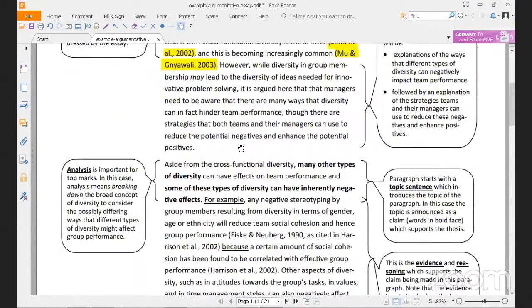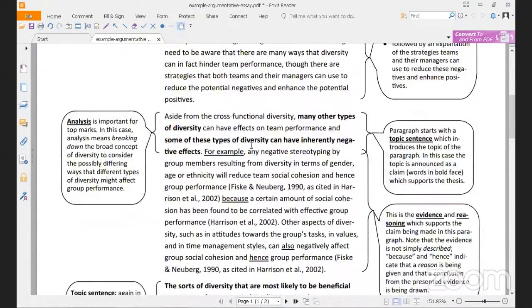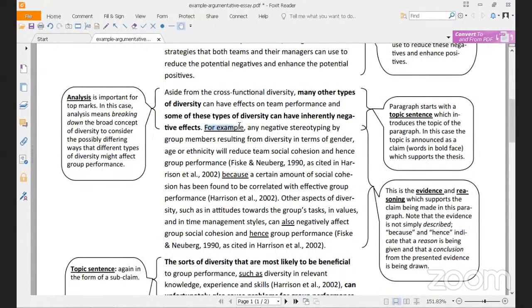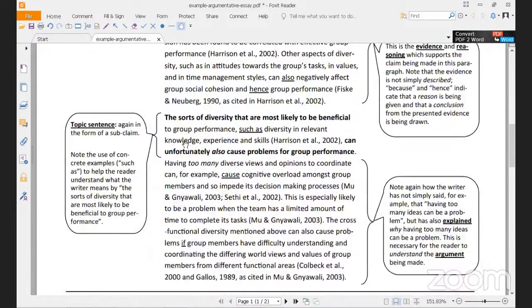Now, we have underline. Underlining is used to highlight words whose function is to indicate the logical connection between ideas to the reader. Okay, and these words look like transitions. For example, because, also, hence, transitions, remember? There are transitions in few words, okay? And these tools are used to show the evidence and the reasoning. I'm not gonna read this. Let's go to the next paragraph, please.